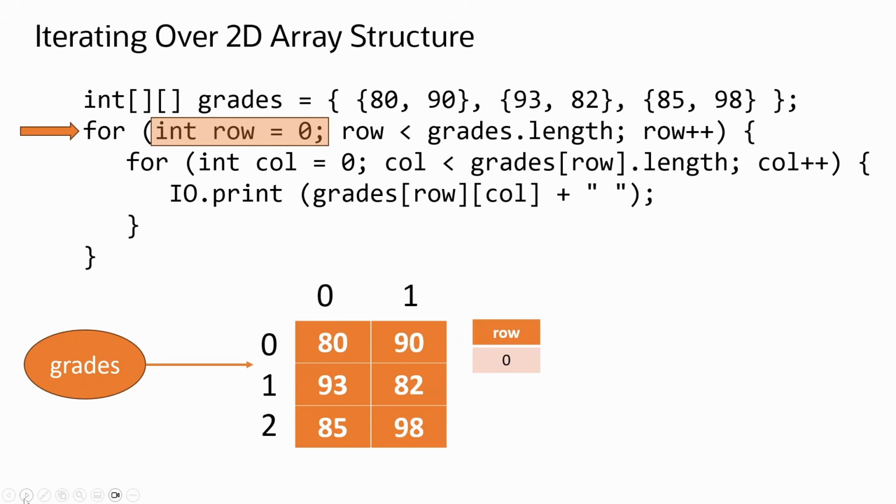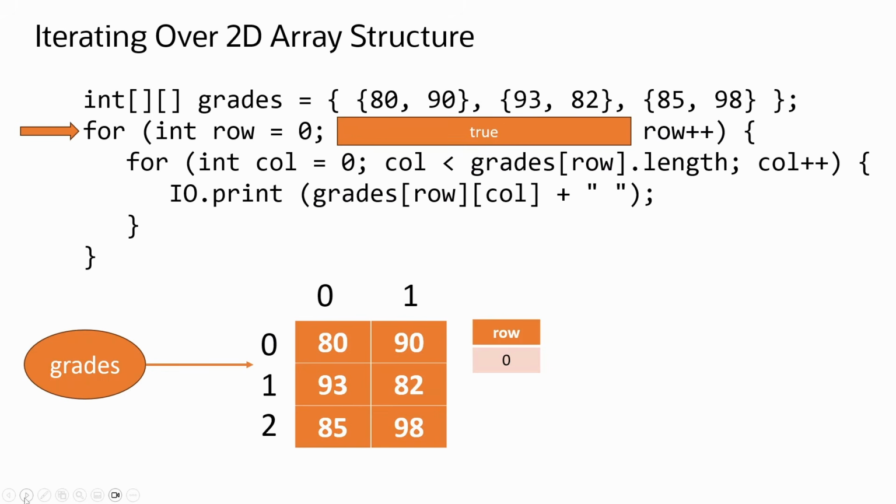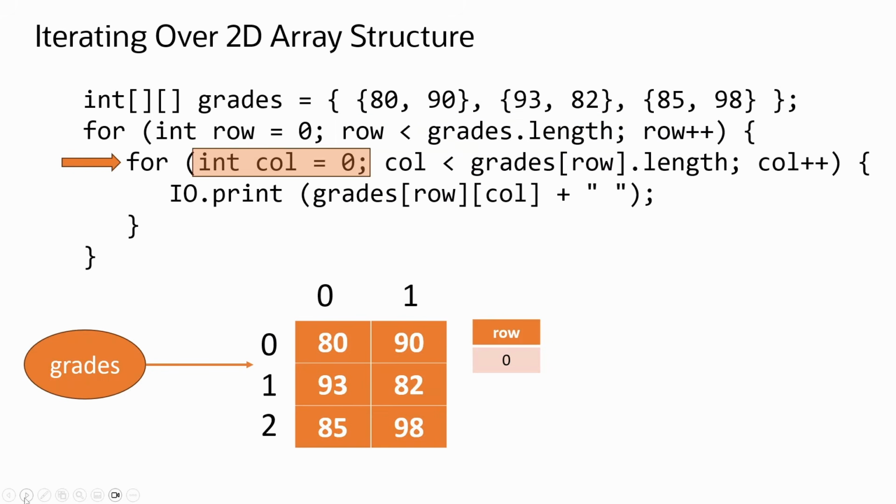And we're going to start row off at 0. And then we do a check. Is row less than grades.length? Grades.length is how many rows do we have? So is 0 less than 3? It is. And so now we're going to enter a column loop.